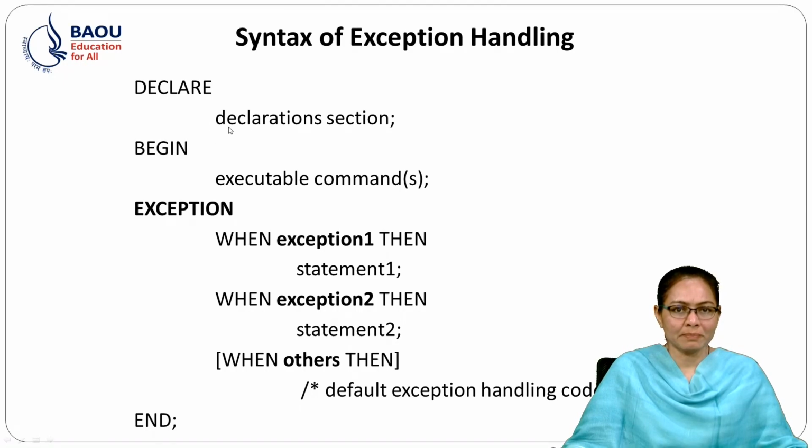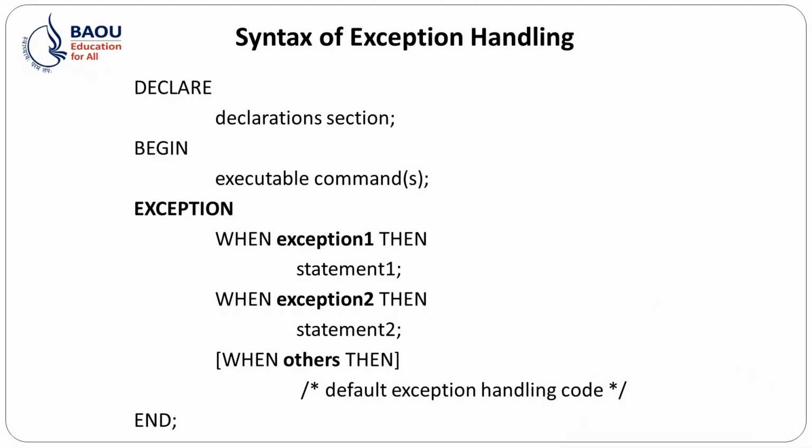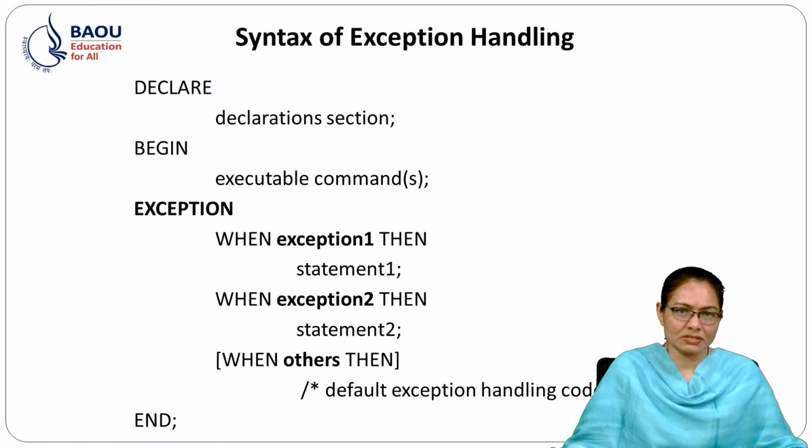Now, the begin section. The begin section is used to define the executable commands or statements. If in these statements any abnormal condition occurs or any error occurs at runtime, then it will be handled by the exception section. The exception section is used to handle the exception which is raised from the begin section.